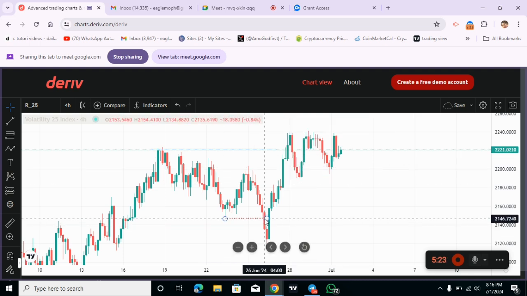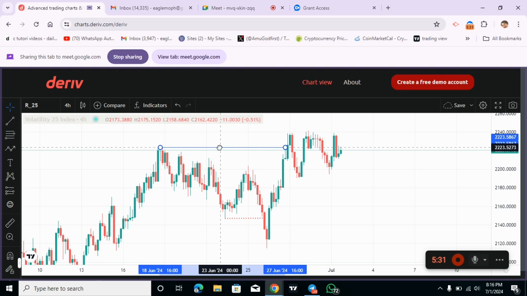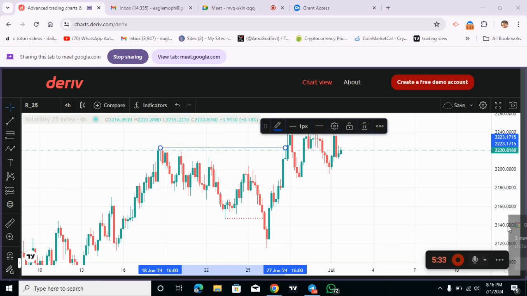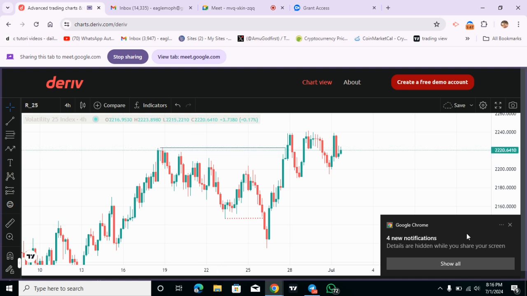So we have a sweep of liquidity from this low point the market created here, and then this was the last major high the market created in the trend. But we can see that it has been displaced. The market has displaced through this high.